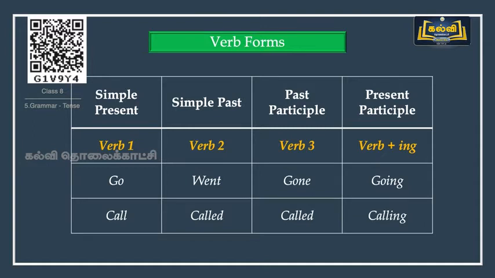If you look at most of the verbs in English, they are in regular form. I mean, you need to add only ed at the end of the word in order to make verb 2 and verb 3 forms. But there are only a few verbs in English that are irregular, because they do not follow the ed adding system.